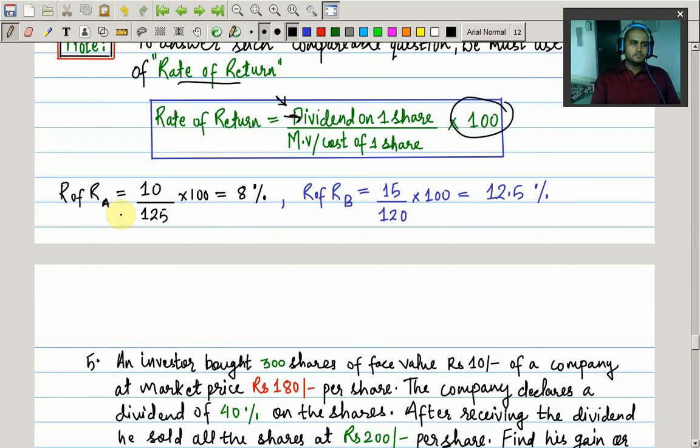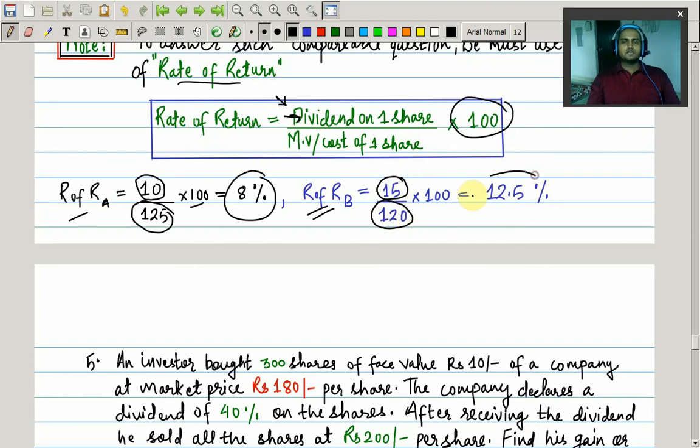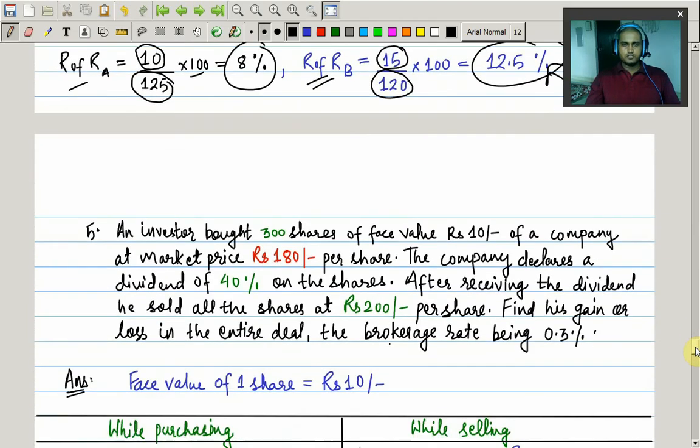Okay, so this is the rate of return of company A. How much dividend am I getting on one share? Rupees 10. How much money am I spending to buy one share? 125, into 100. So 8% is the rate of return. Whereas for company B, how much dividend for one share? 15. Cost of one share? 120. So that's 12.5%. So obviously the rate of return is greater for company B. So I will opt for company B to invest in their shares.